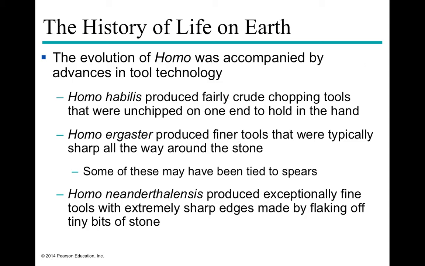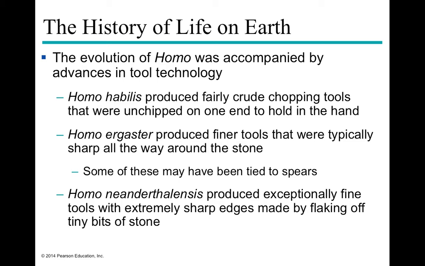Major marks in the evolution of the Homo line were accompanied by advances in technology, including tools. Homo habilis produced crude tools, like chopping tools that were unchipped on one end and chipped on the other. They were able to hold it in the hand and chop things like wood or perhaps food. Homo ergaster produced stone tools, sharp all the way around, that had sometimes been tied to spears.